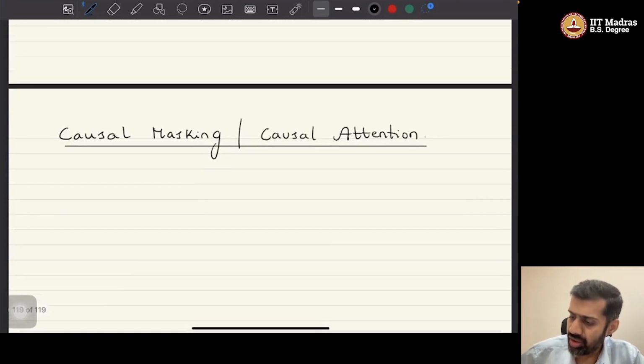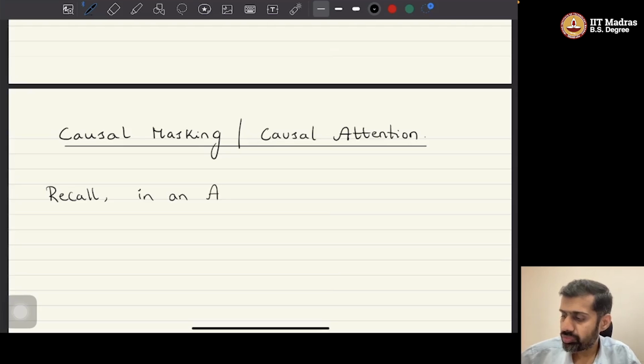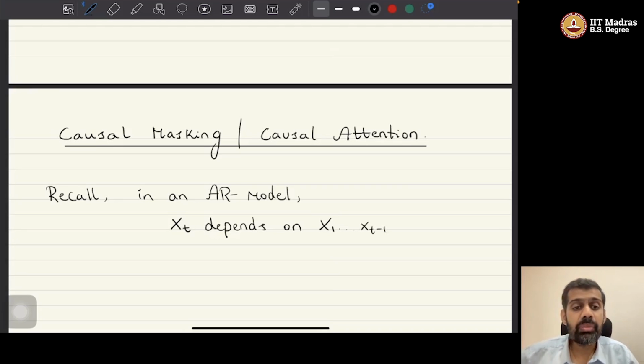So recall that in an autoregressive model, xt depends on x1 through xt minus 1. The dependency is a causal dependency, right? Every t-th token depends on x1 through xt minus 1. It does not depend on the future, right?